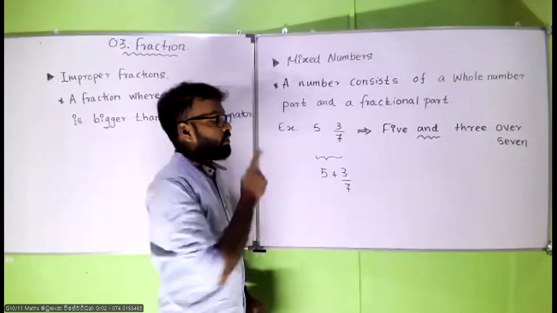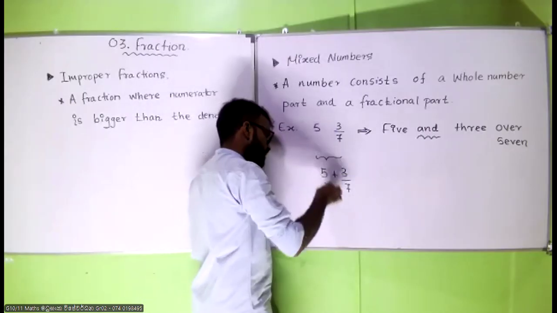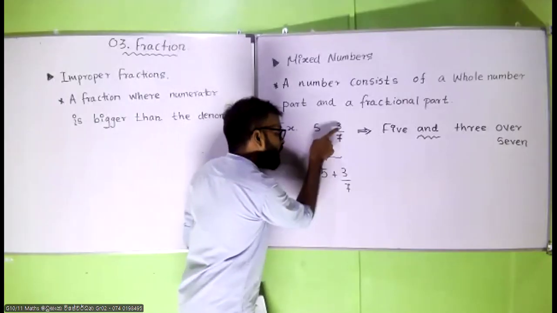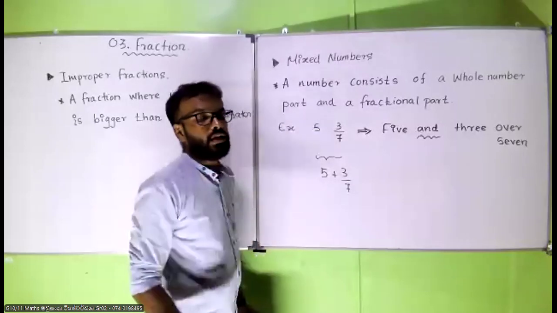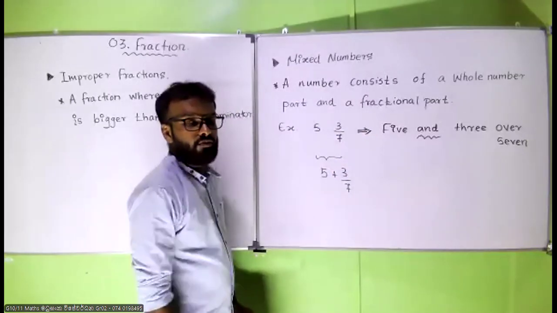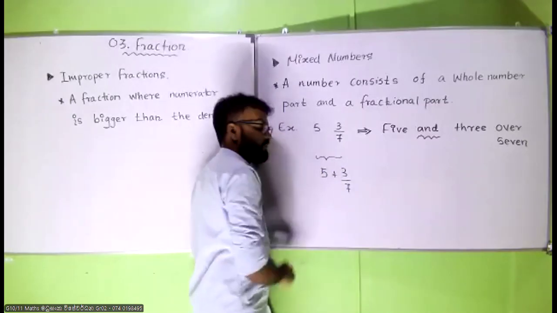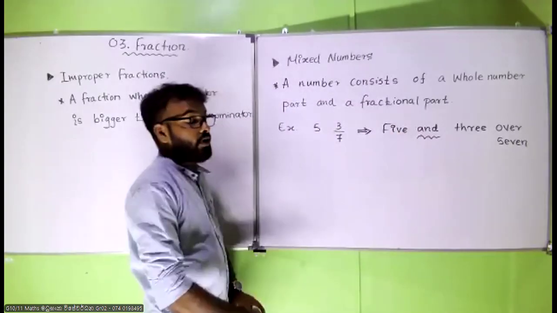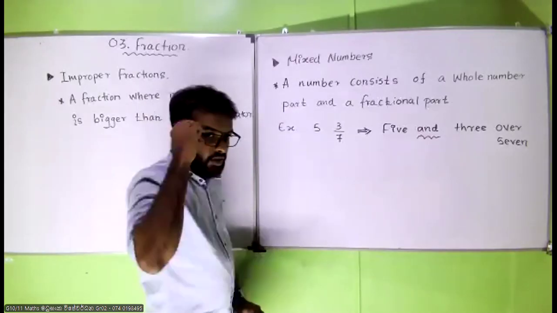When you are reading a mixed number, you have to read it 5 and 3 over 7, or 3 upon 7, whatever. An alternative way is this: 5 plus. In between the whole number and the fractional part, you can put plus. That's okay. Otherwise, that is the way you are going to read. This is an alternate way you are representing this. Keep that in your mind. You are totally wrong if you are getting 5 times something, not that. That is incorrect. Keep that in your mind.